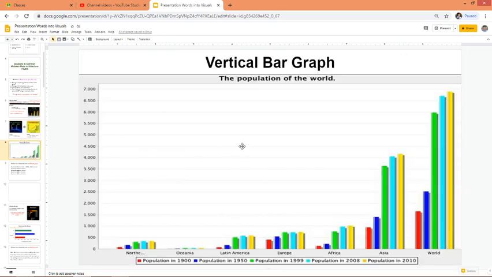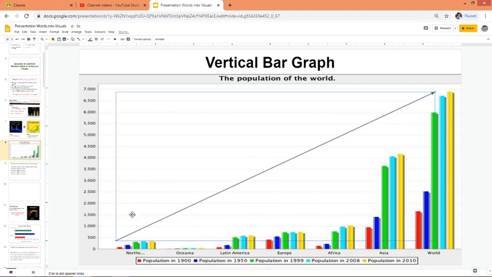So here's another vertical bar graph, and this is the population of the world. The y-axis shows the number of people in billions, and the x-axis shows population in years and the continents. Here you can see with this vertical bar graph it's easy to see a trend: the world's population is increasing. No matter what continent you're on, the world's population is increasing. So this shows a trend.